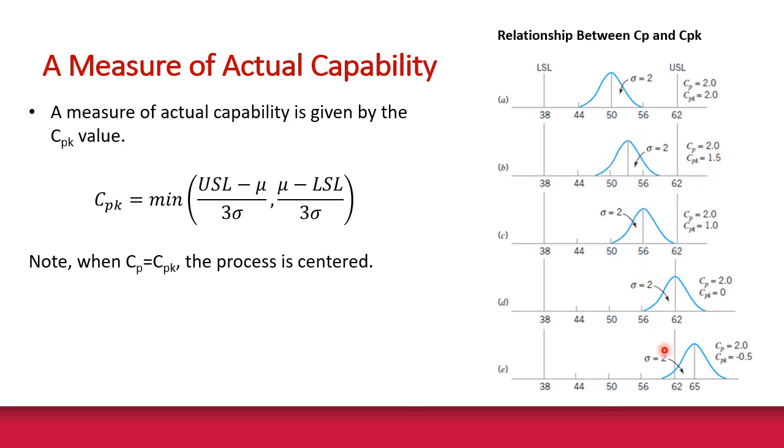So if you continue this kind of thing on down, if you look at part E here, which is kind of a worst case scenario of these, C sub P value is still 2, but here C sub Pk, if you calculate this, it's minus 0.5, and clearly, if you look at all these processes, we prefer process A here. We want not only a big C sub P value, but we want the process centered. So in that respect, C sub Pk is a better measure of process capability. In fact, some people would say that C sub P is a measure of potential capability, whereas C sub Pk is a measure of actual capability.